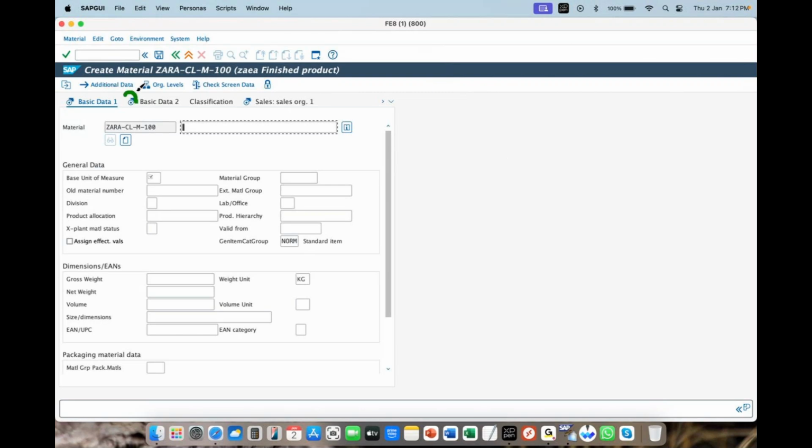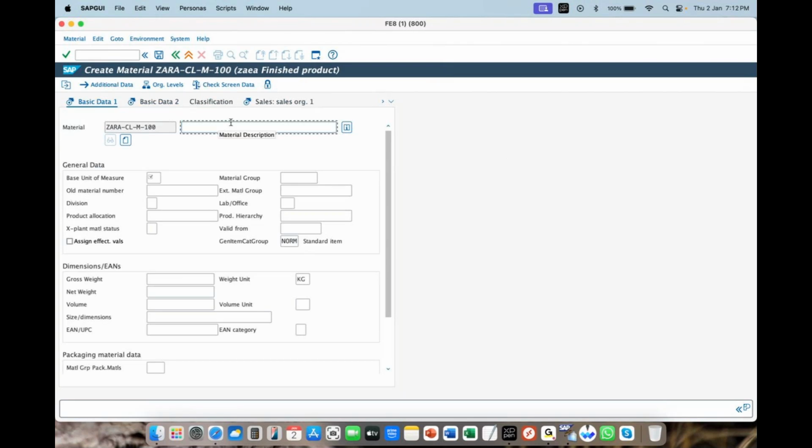Right. So I need to maintain the information among those 16 views. Other views which we have not selected will not come through in our flow. For example, after I fill in the details under basic data 1, when I press enter, it takes me to basic data 2. After that, it will not take me to classification and directly jumps to sales organization because those are the views which we have selected.